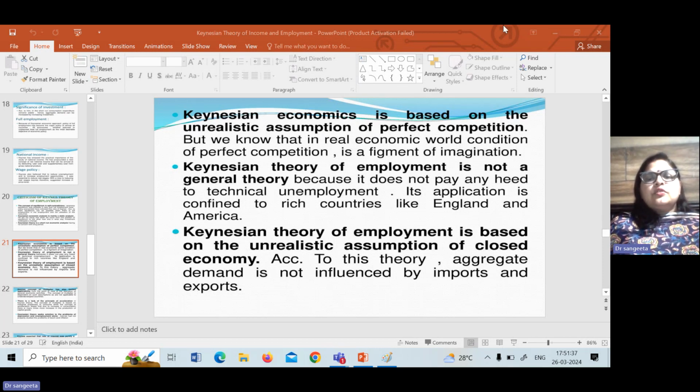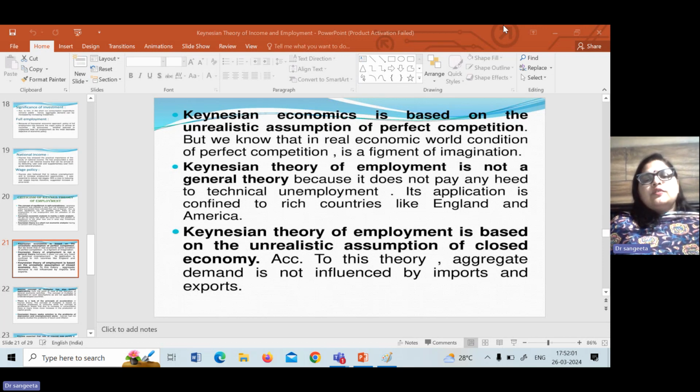Next is that Keynesian theory of employment is not a general theory because it does not pay heed to technical unemployment, and its application is confined to the rich countries because it is not applicable in all developing or underdeveloped economies. It is only for the developed countries like England and America.